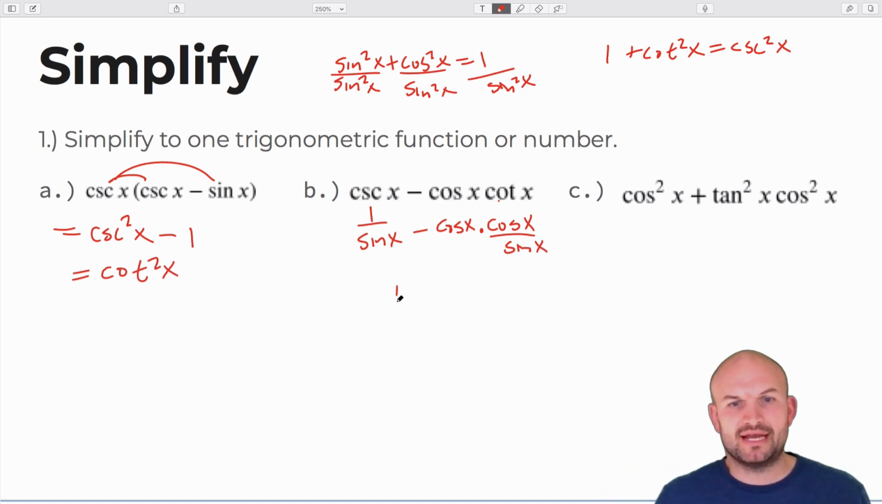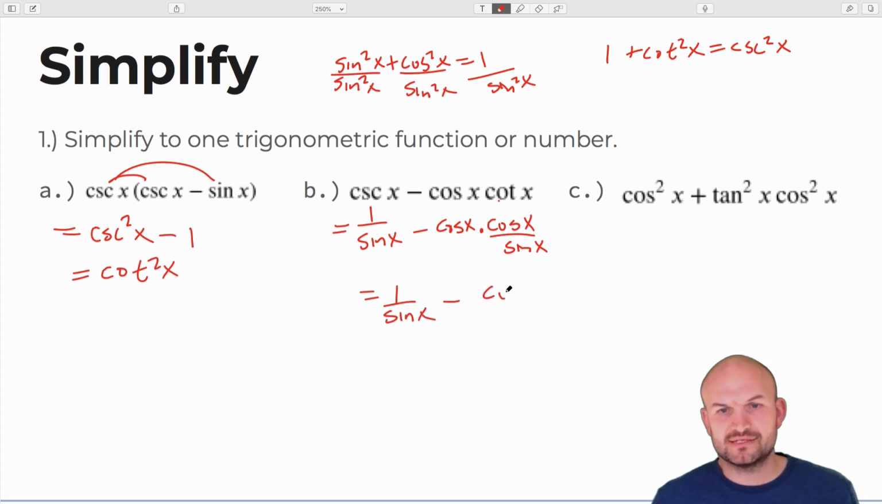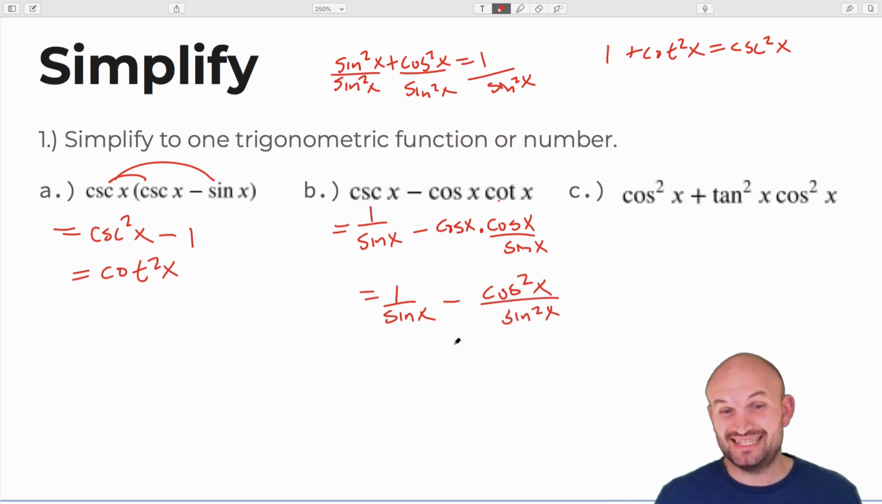The reason this is important is that if I want to subtract these, this ends up being a 1 minus cosine squared of x all over... let's write this. This ends up being 1 over sine of x minus cosine squared of x over sine of x. So now I'm trying to subtract these two fractions, and they both have sine of x in the denominator.